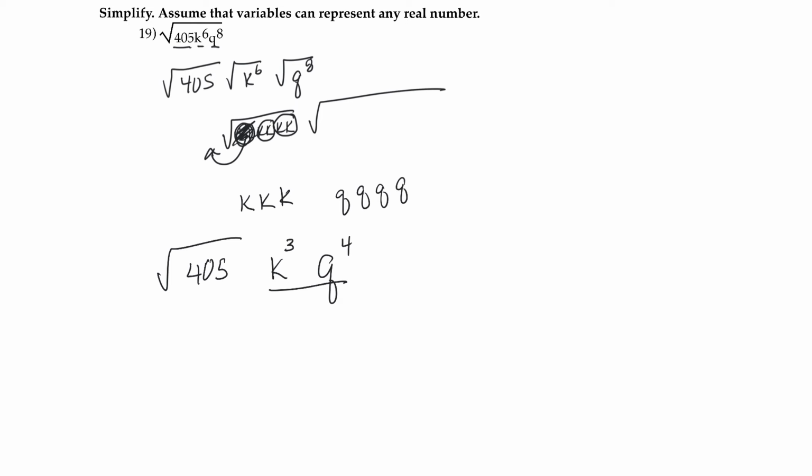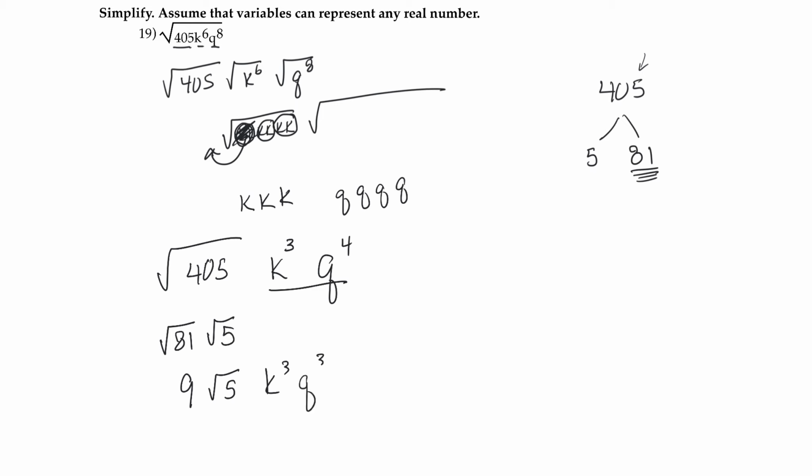Now, one thing I would do is try and break that down. It ends in a 5, so I know 5 will divide into it evenly. So 5 into 405, I think, goes 81 times. And 81 is a real nice number for us to use. So the square root of 405 is the same as the square root of 81 times the square root of 5. And the square root of 81 is 9. You could do that on your calculator if you need. So we have 9 root 5, and then k cubed, q cubed.